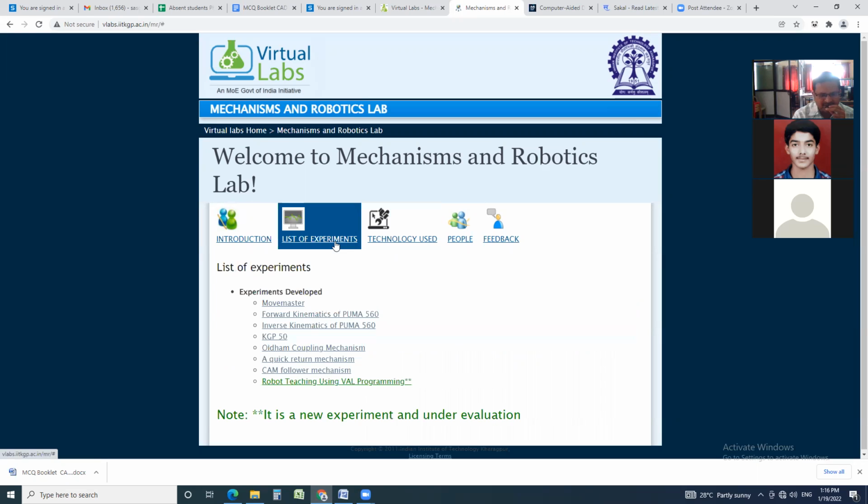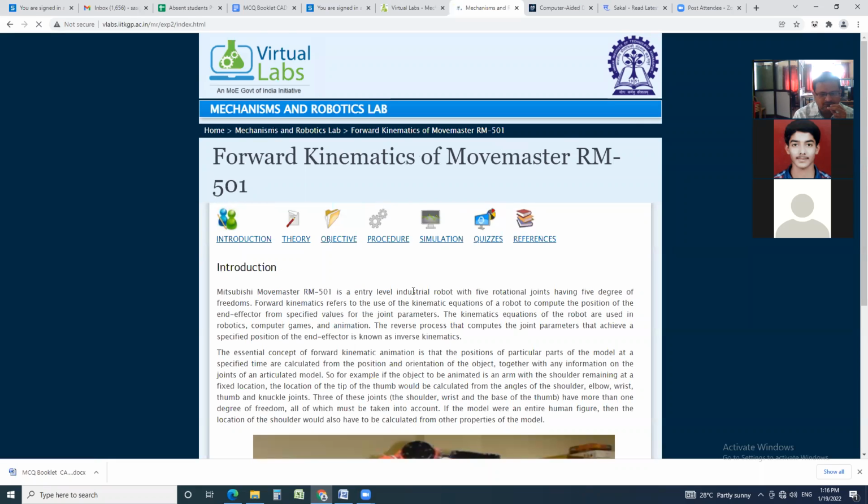Now list of experiments. Now first 3 experiments and last experiment is of robotics. Therefore, we will see one by one. Now this first experiment is forward kinematics of MoveMaster RM501. First is introduction. Mitsubishi MoveMaster RM501 is a entry-level industrial robot with 5 rotational joints having 5 degrees of freedoms.